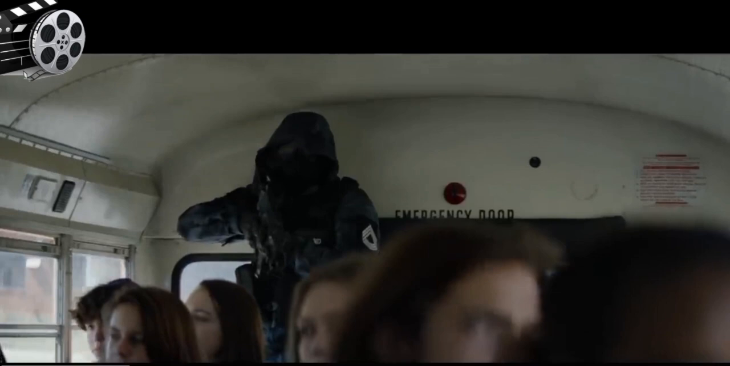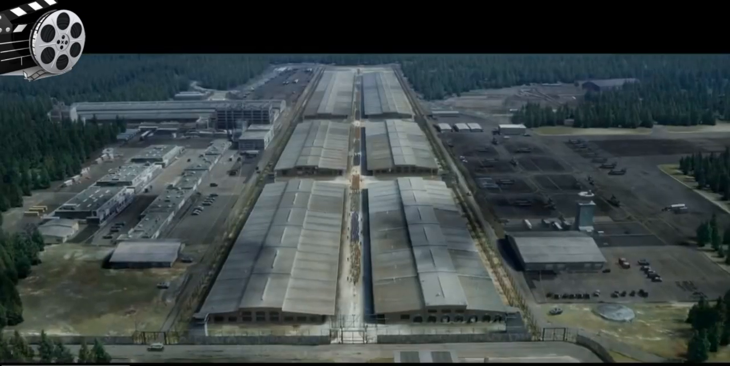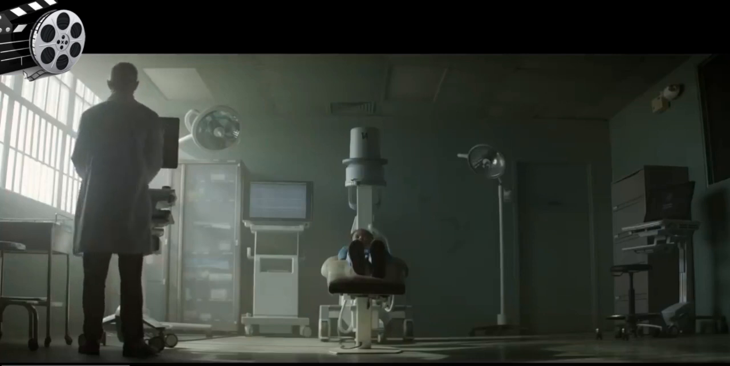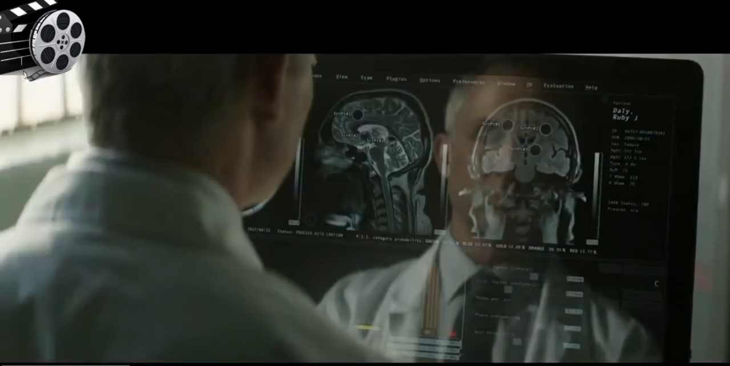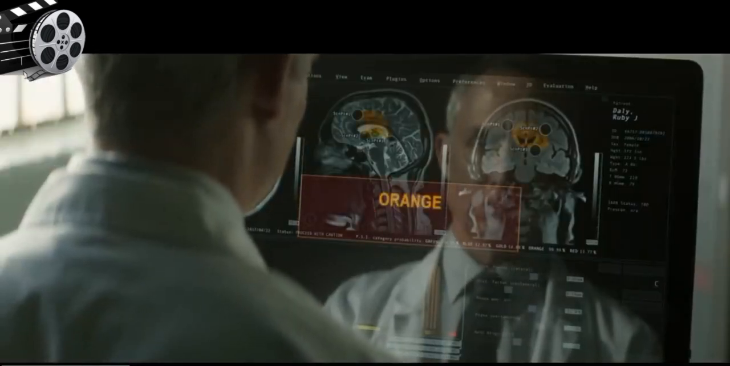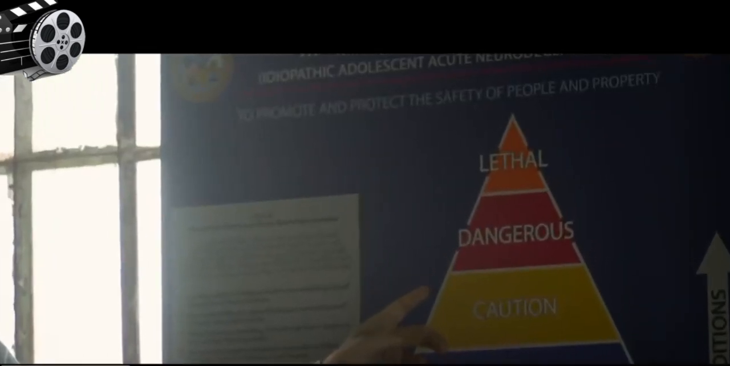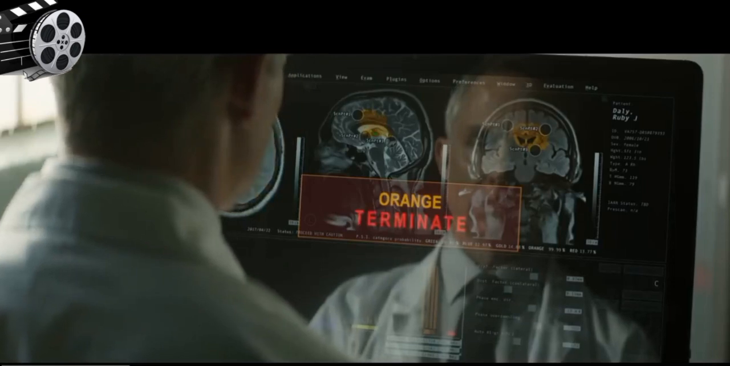Finally, Ruby is taken with the other children to the healing camp. Every child brought to the camp gets examined by the doctor to determine what abnormality they have. Ruby is taken to the examination where she is identified as being orange, the most dangerous group that can control other people's minds. Therefore, the doctor immediately wants to inject Ruby with lethal injection.